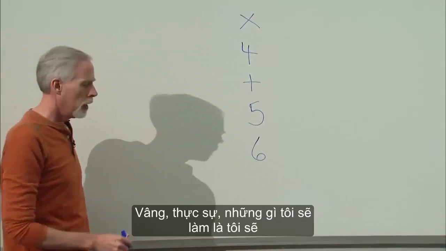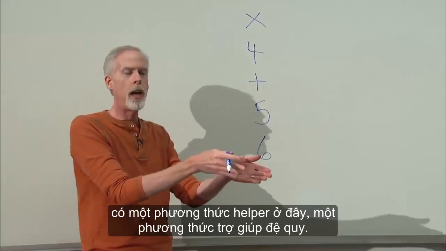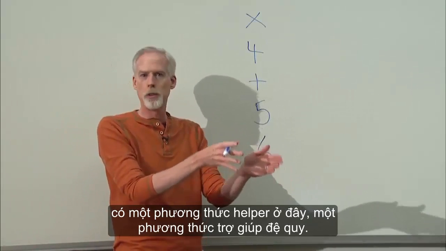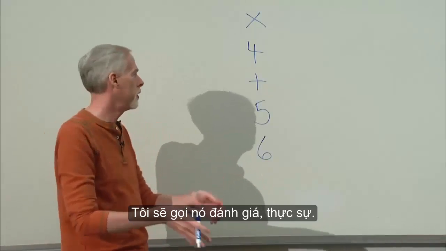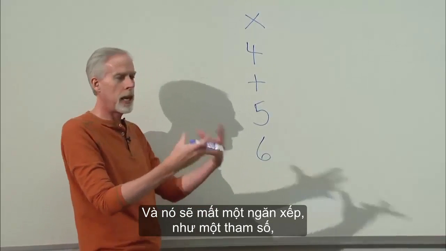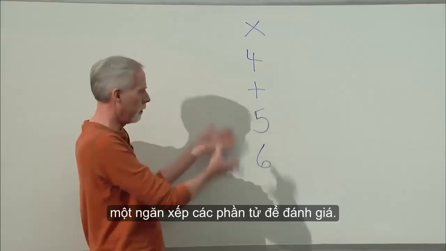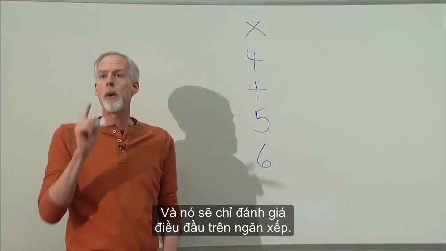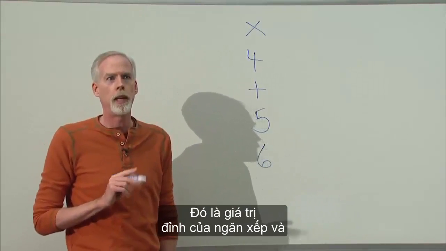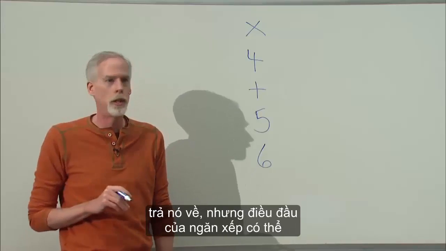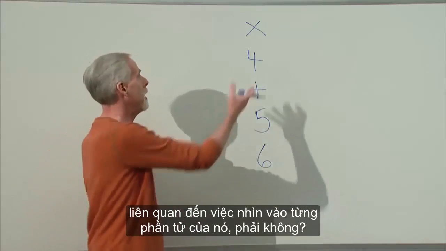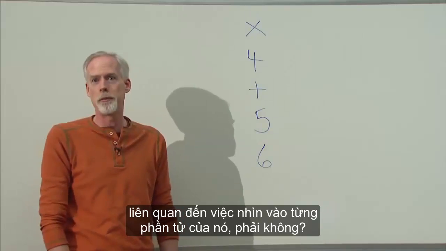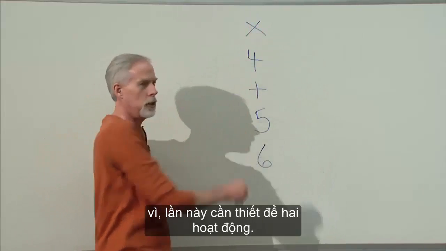How am I going to do that? Well, really, what I'm going to do is I'm going to have a helper method here, a recursive helper method. I'm going to call it evaluate also, actually. And it's going to take a stack as an argument, a stack of things to evaluate, and it's only going to evaluate the top thing on the stack. That's it. It's just going to evaluate the top thing on the stack and return it. But the top thing on the stack might involve looking at every single one of these, right? Because this times needs its two operands.